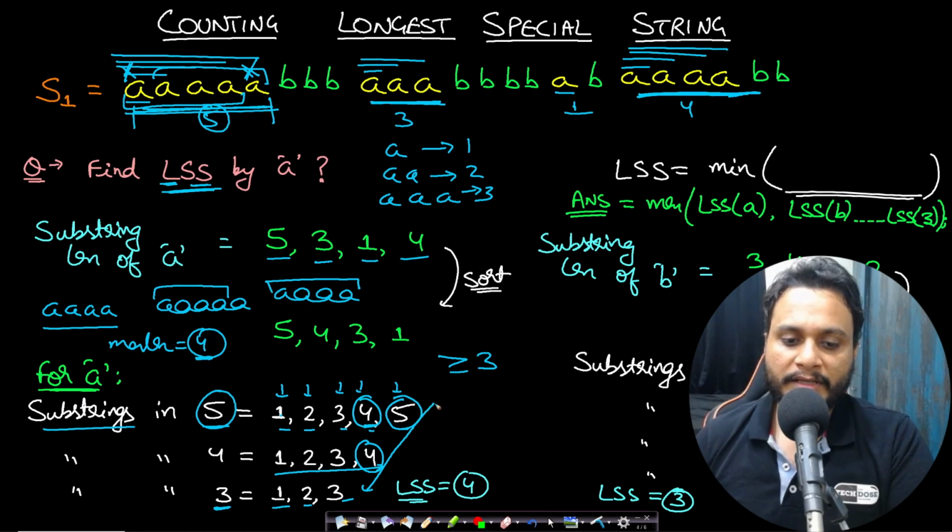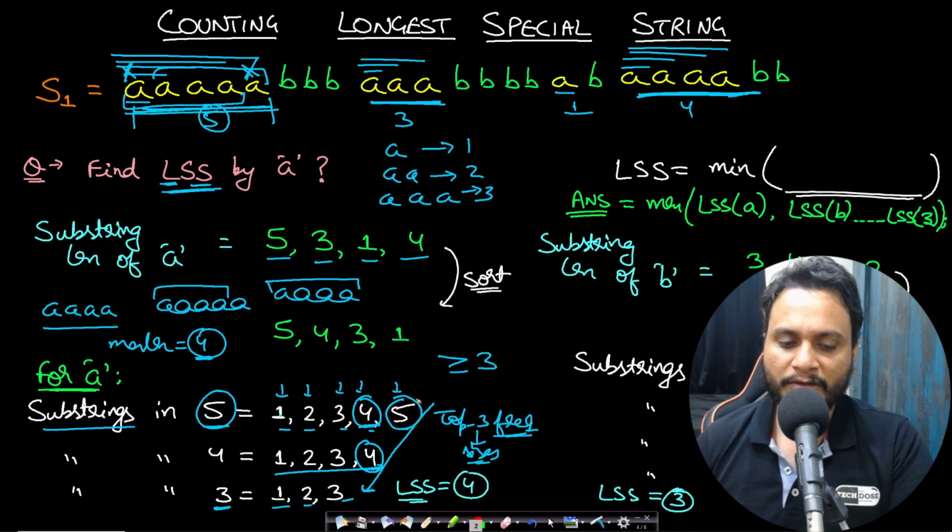So out of all these available options, which are the special strings containing only A's, I will be picking the top 3 frequencies, or you can say the top 3 sizes. And out of these top 3 sizes, I will always pick the minimum value. Why the minimum value? Why not the maximum value? I mean, why not 5?